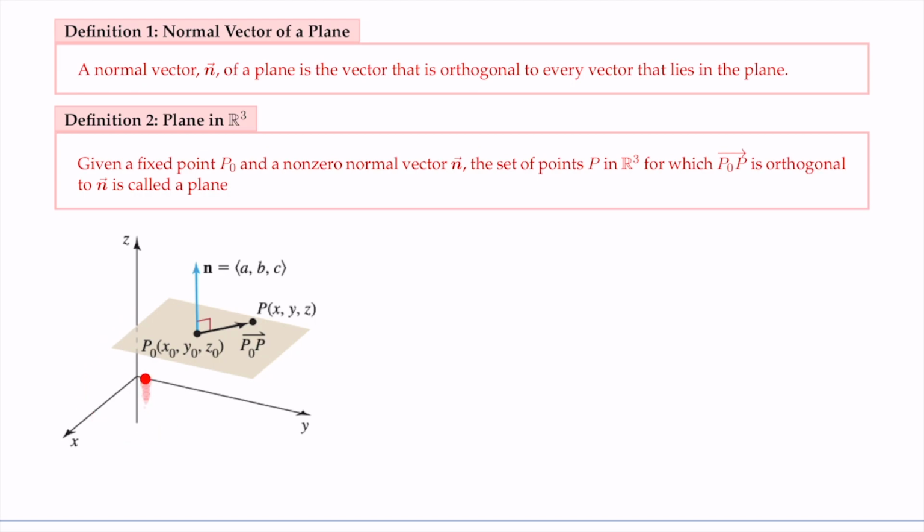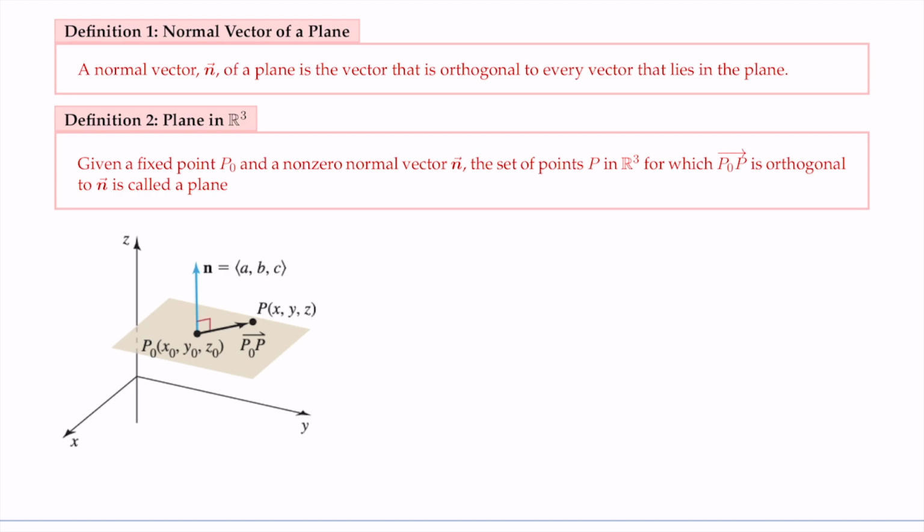You have the three-dimensional space, and you have a plane here in brown. A normal vector n is equal to a, b, and c. This normal vector is perpendicular to the vector p0p. As a matter of fact, this normal vector is going to be orthogonal to every vector that lies inside this plane. So that's the definition of the normal vector. When you have a normal vector, it will give you the direction in which the plane is facing.